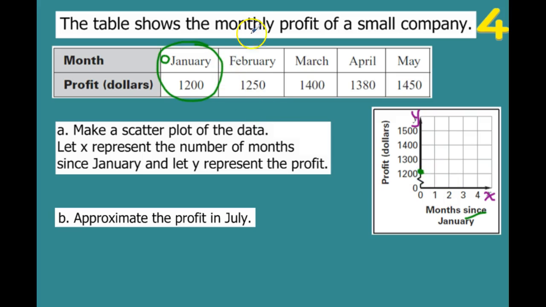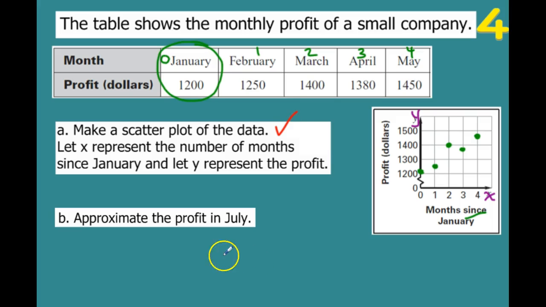We're up to 1,200. That means February is 1 month since January, so at 1 we're at 1,250, which is in the middle. These go by hundreds, so 1,250 would be between 1,200 and 1,300. Then month 2 would be at 1,400. Then month 3 would be at 1,380, so a little bit less than 1,400. And May is 1,450, in between those two.